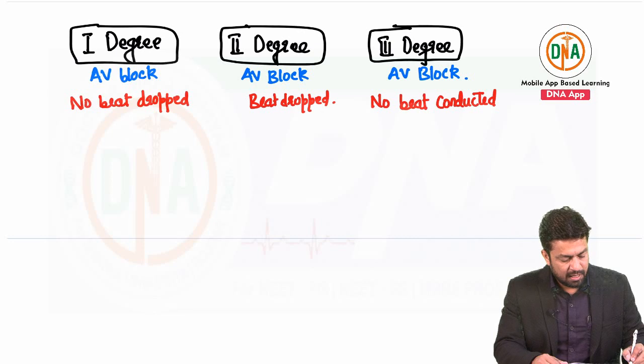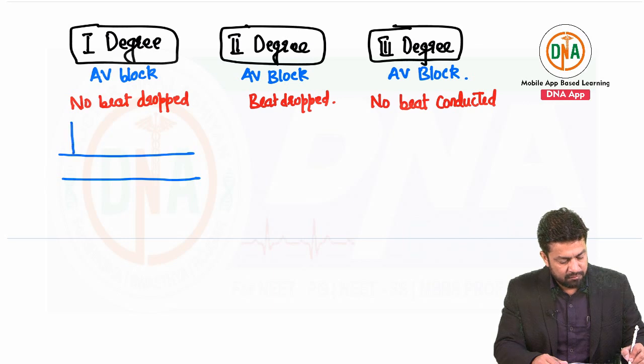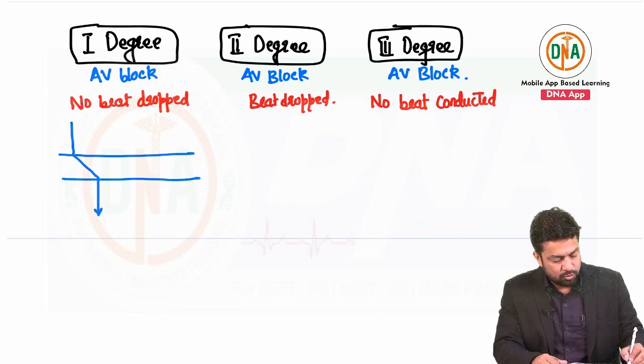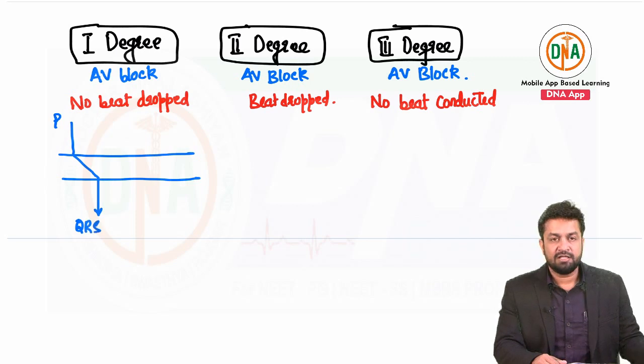So we'll just have this ladder diagram where this is the beat coming from the SA node. You have the P wave, it enters the AV node and comes out of the AV node. So you have a P wave and you have a QRS complex for that P wave.